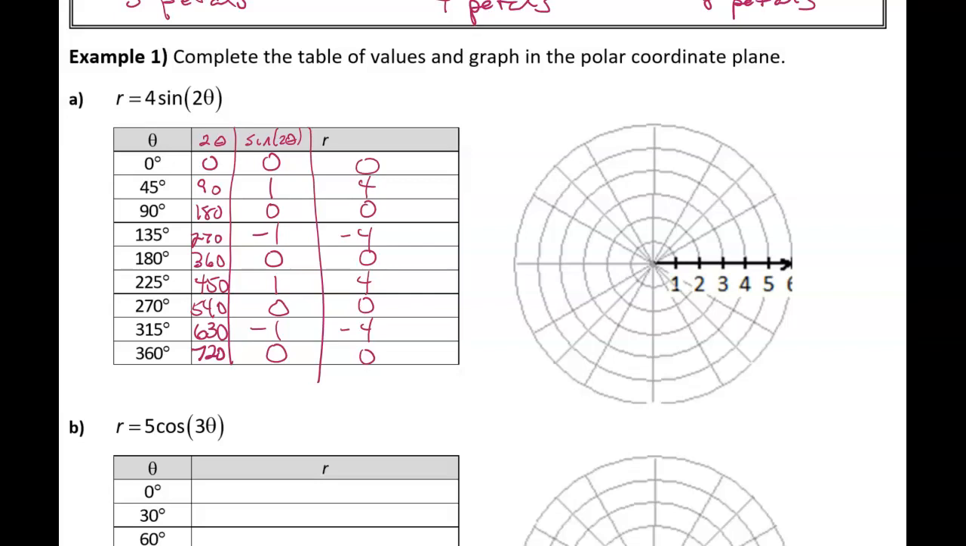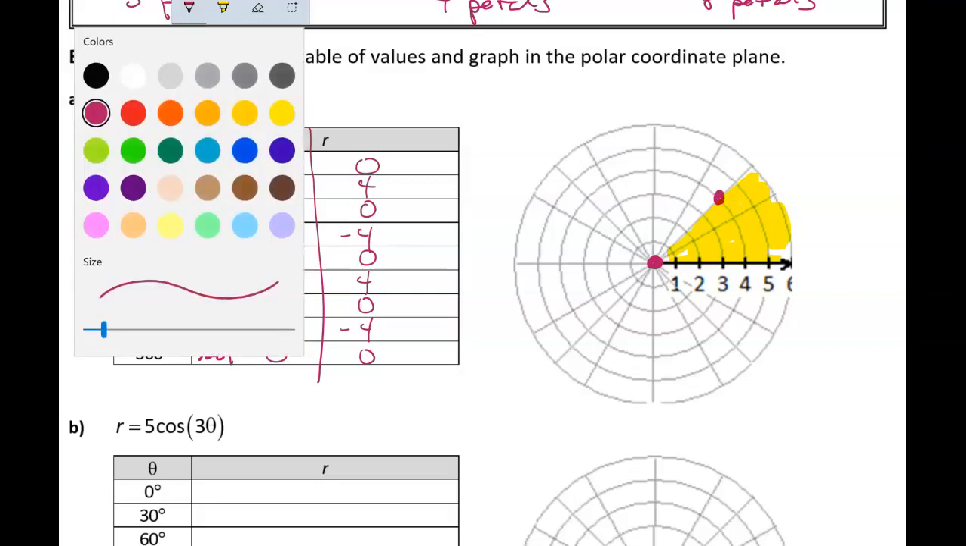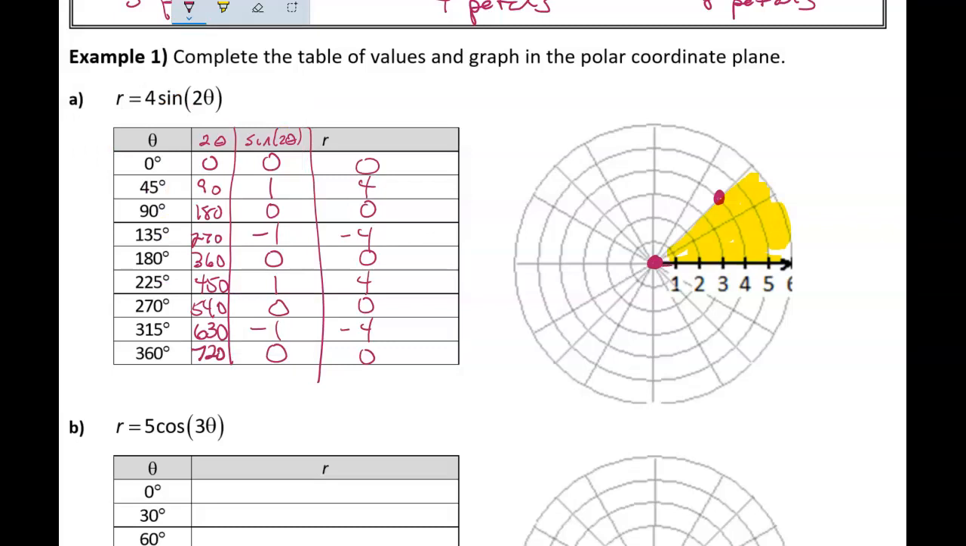All right, let's graph those. At 0 degrees, the radius is 0. That's at the pole. By the time we rotate to 45 degrees, the radius is 4. I'm going to highlight that wedge there between 0 and 45 degrees. So that means our graph is contained in that highlighted portion. The radius is going from 0 to 4. So the graph is doing something like that, curving around something like that.